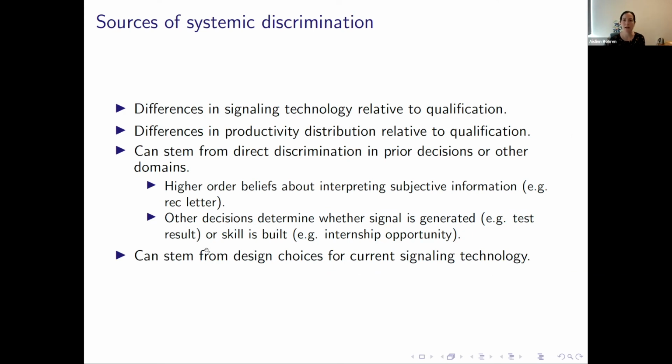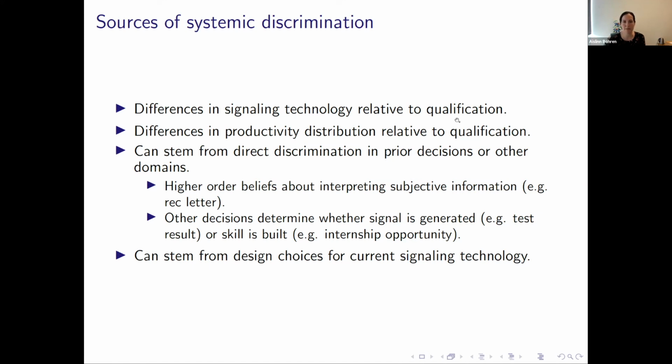All right, so similar to direct discrimination, we can ask, what are potential sources of systemic discrimination? There are two key components. The first is that there could be differences in the signaling technology, that is, the distribution of the signal relative to the qualification and a given level of productivity. And then there can also be differences in the productivity distribution relative to the qualification, which we call a technological source. So the first is an informational source, the second a technological one.